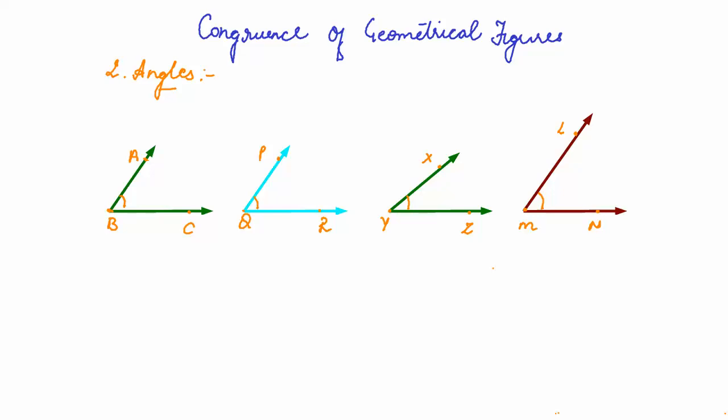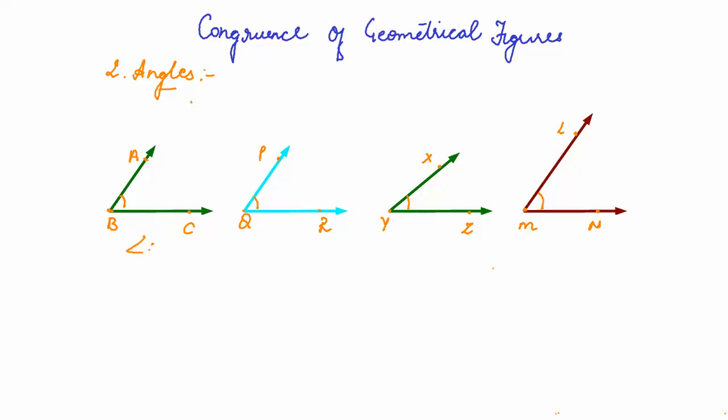So today we are going to see how two angles are said to be congruent, or when we can say that two angles are congruent to each other. Let's take an example. Here we have angle ABC, and an angle PQR. We have to see whether angle ABC is congruent to angle PQR, or angle ABC is congruent to angle XYZ, or angle ABC is congruent to angle LMN.